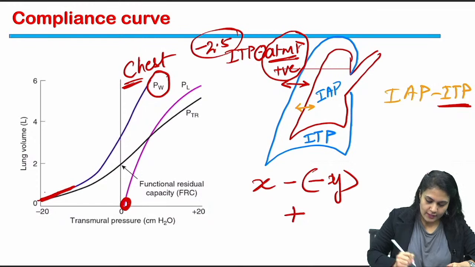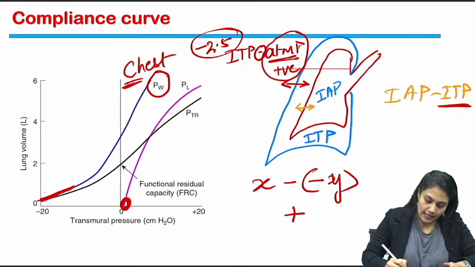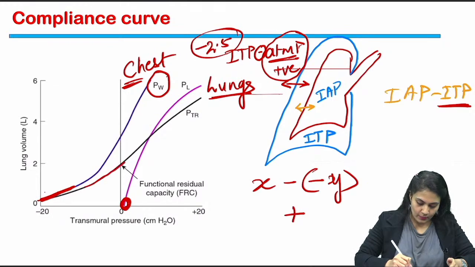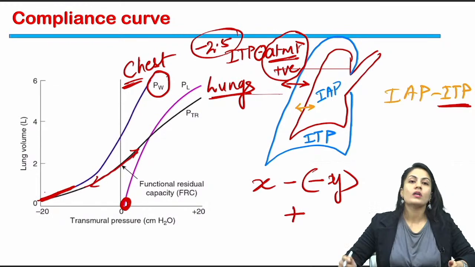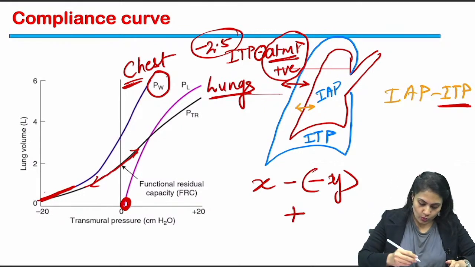So this first graph is going to be of chest wall. Don't panic in the exam, right? And this is going to be the lungs. Whatever graph is in between is going to be the average of both of these. Now there is going to be a point where it is going to be equal.